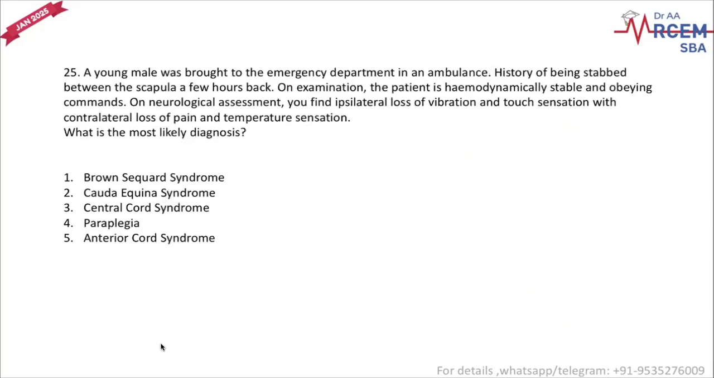A young male was brought to the ED in an ambulance, with a history of being stabbed between the scapulae a few hours back. On examination, the patient is hemodynamically stable, obeying commands. On neurological assessment, you find ipsilateral loss of vibration and touch sensation with contralateral loss of pain and temperature sensation. What is the most likely diagnosis?